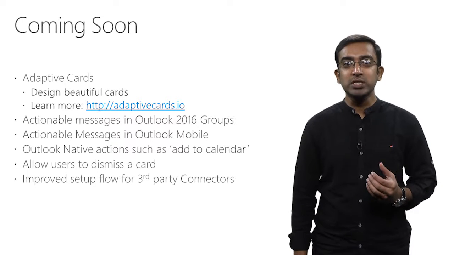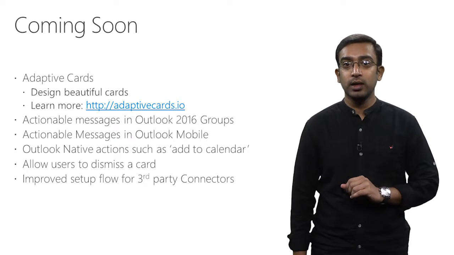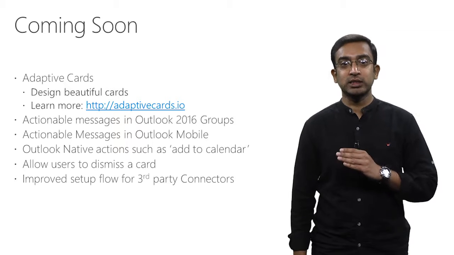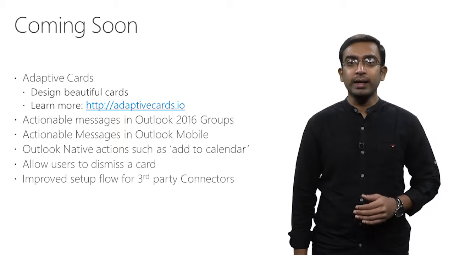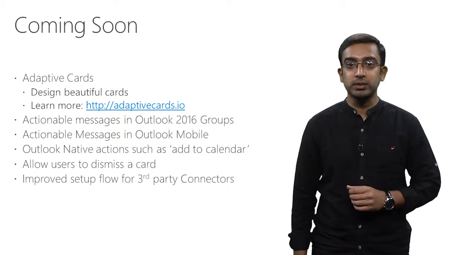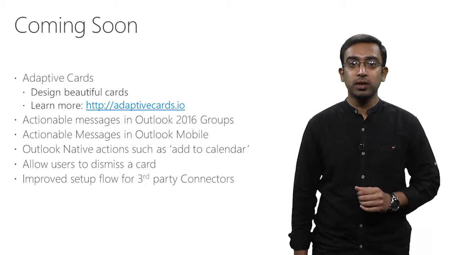The biggest and most significant improvement is that actionable messages will soon support adaptive cards. Adaptive Cards is a standard card format adopted by multiple products such as Outlook, Skype, Teams, Cortana, and many more. It allows you to create beautiful cards that are pixel perfect to your designer's requirements. You can learn more about it at adaptivecards.io.